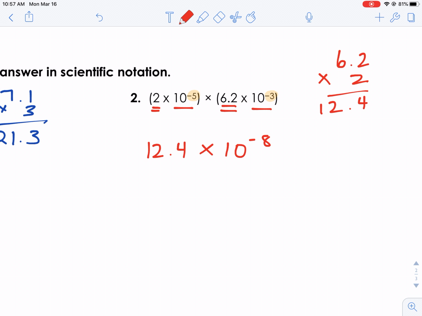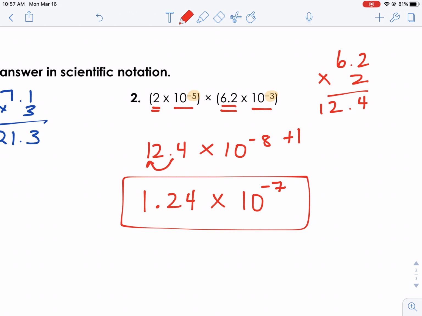Okay, and again, this answer is not fully in scientific notation because your number is not between 1 and 10. So this decimal would need to move over 1 to make it 1.24. From 12 to 1, our number got smaller by 1 spot, so our exponent needs to get bigger by 1 spot. Negative 8 plus 1 is negative 7. So our final answer would be 1.24 times 10 to the negative 7th.